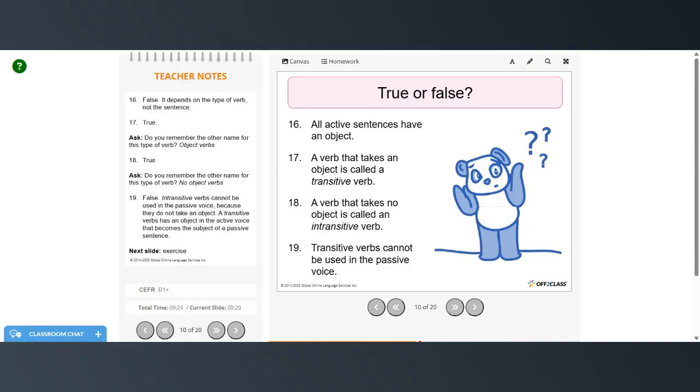A verb that takes no object is called an intransitive verb. That is true. And transitive verbs cannot be used in the passive voice. That is false. It is intransitive verbs that cannot be used in the passive voice because they do not take an object.